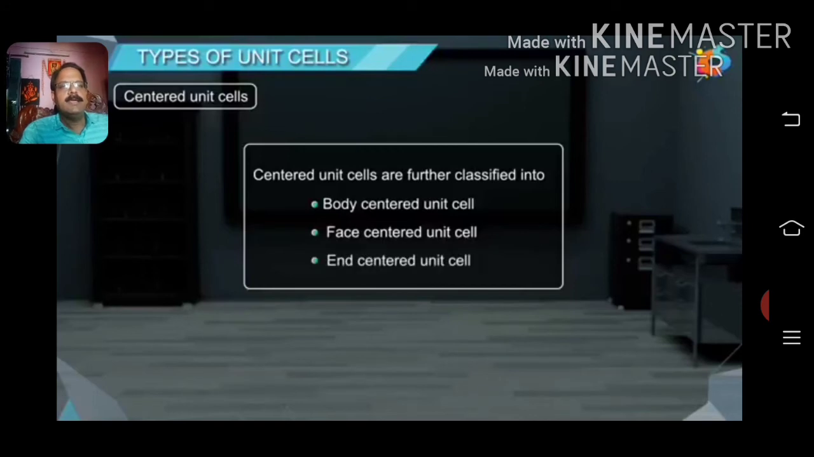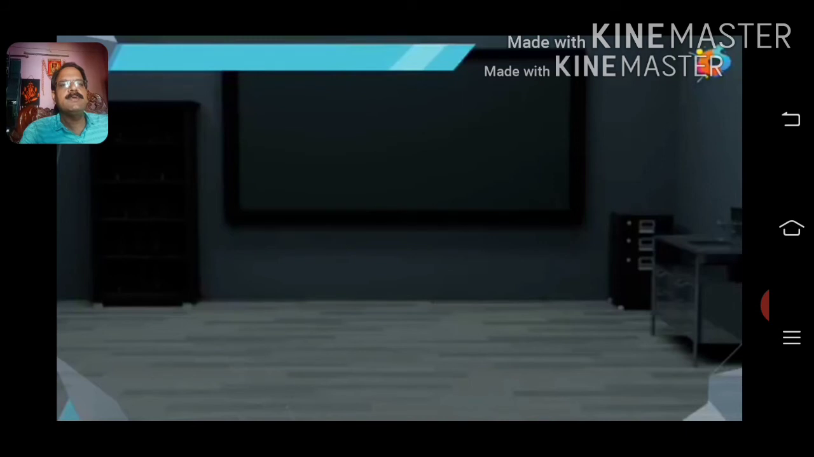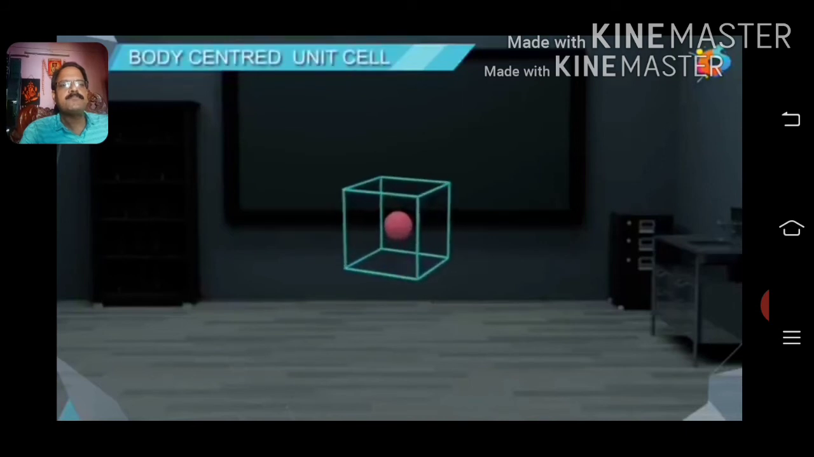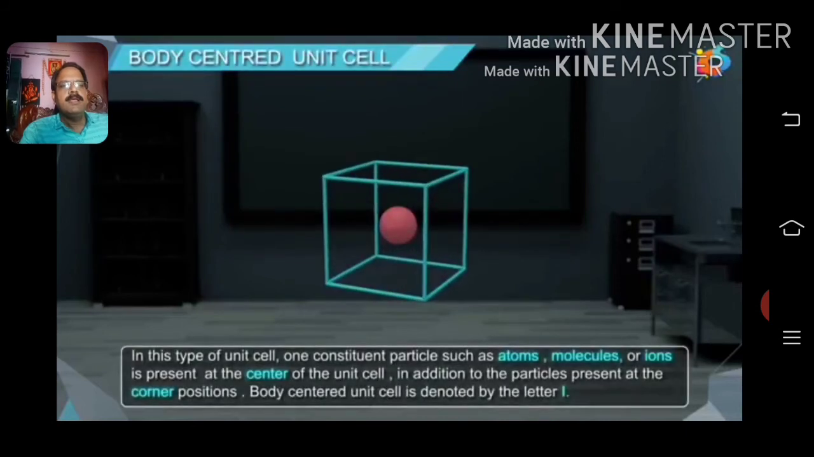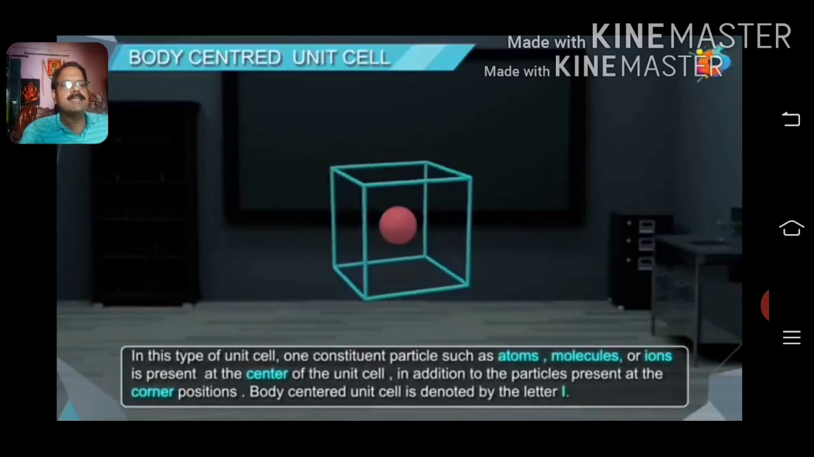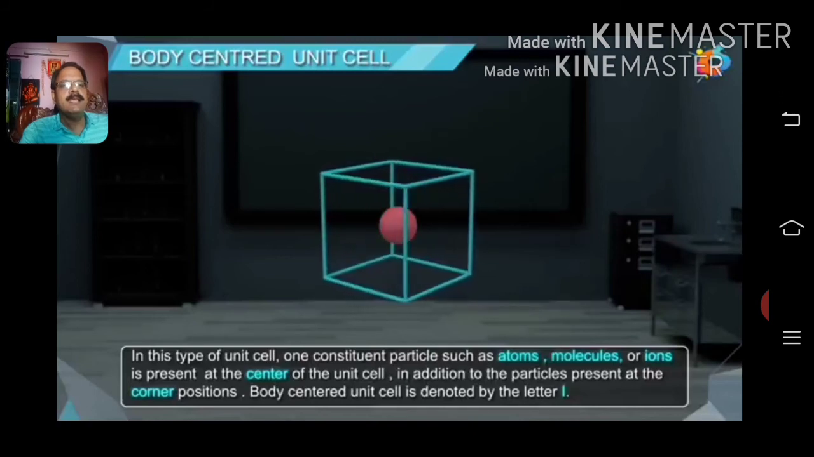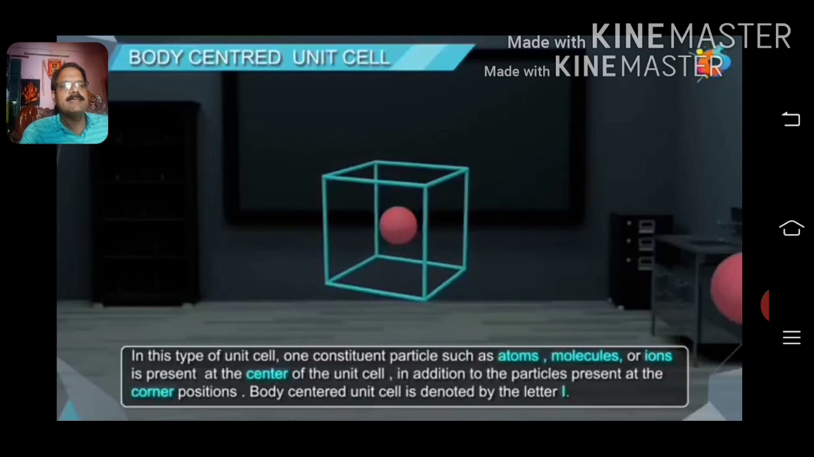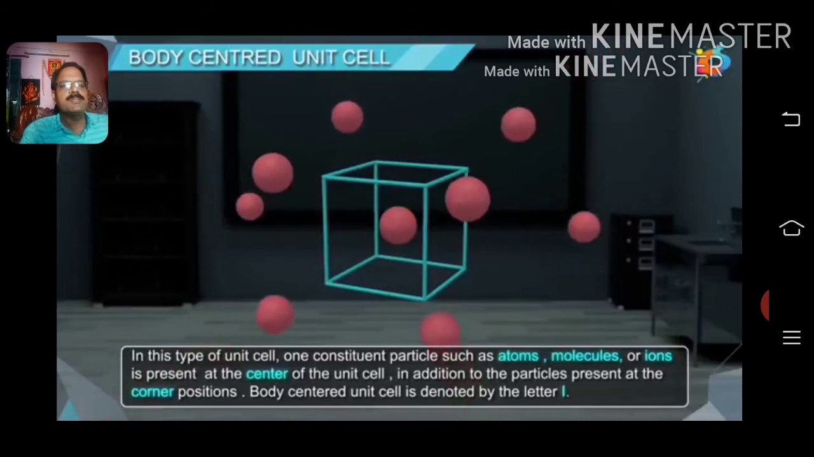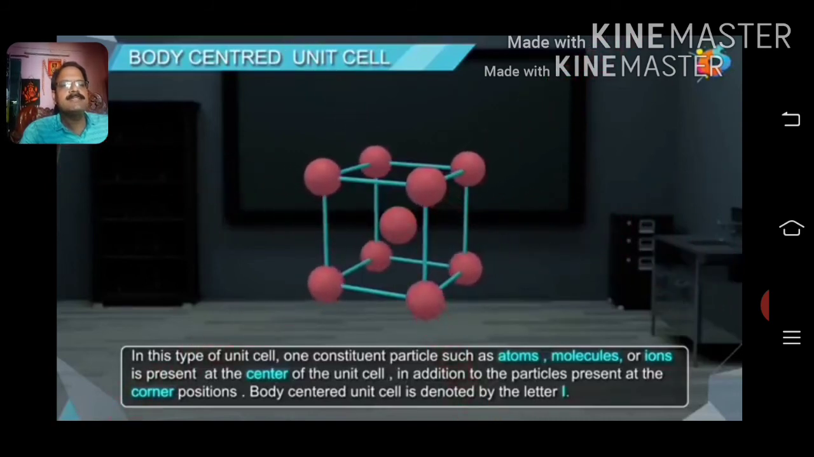Let us see what is a body centered unit cell. In this type of unit cell, one constituent particle such as an atom, molecule, or ion is present at the center of the unit cell, in addition to the particles present at the corner positions. Body-centered unit cell is denoted by I, and the number of atoms present in a body-centered unit cell is 2.